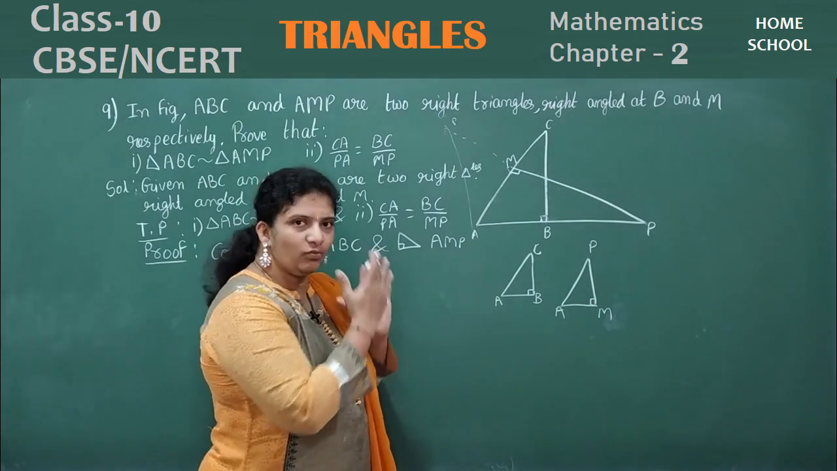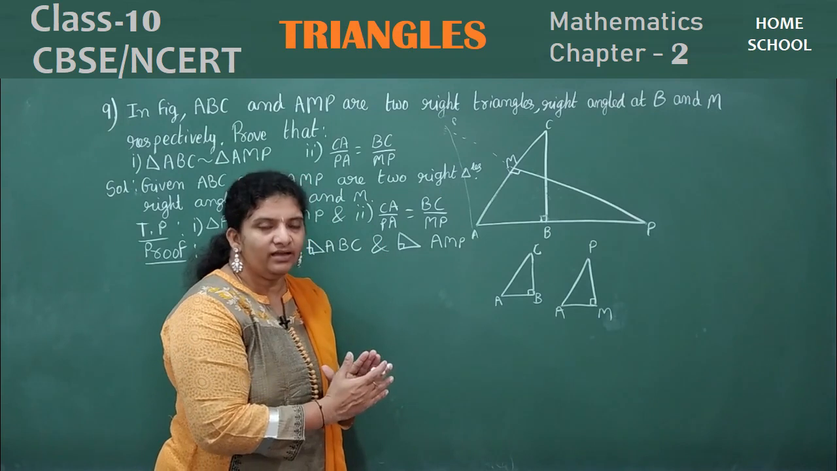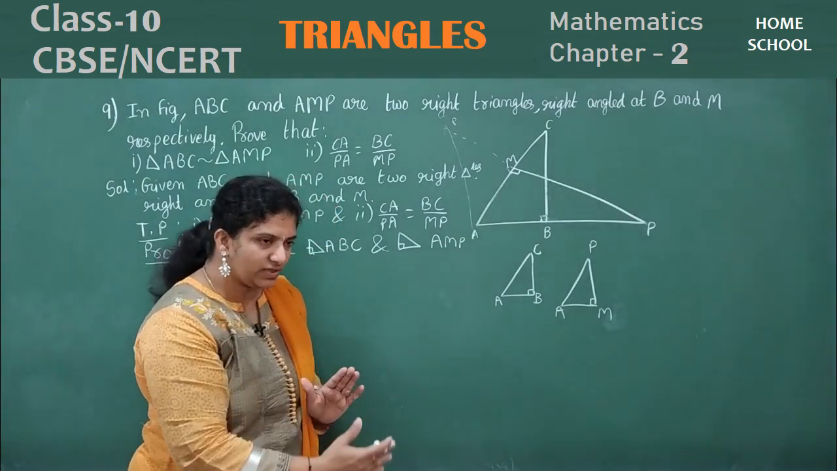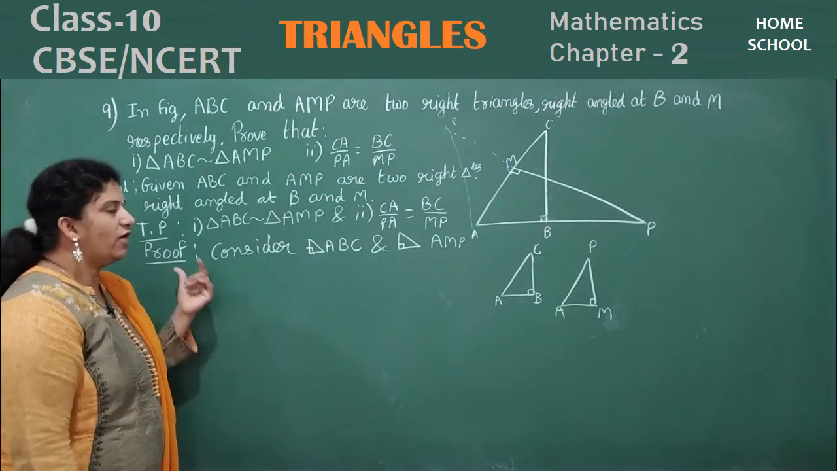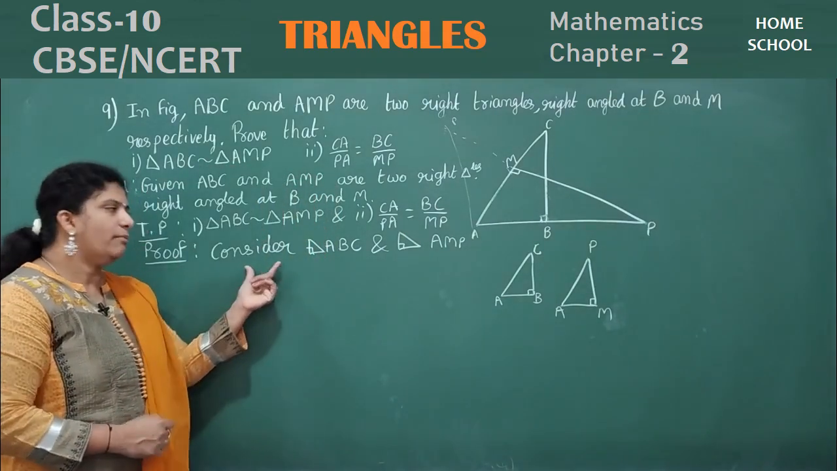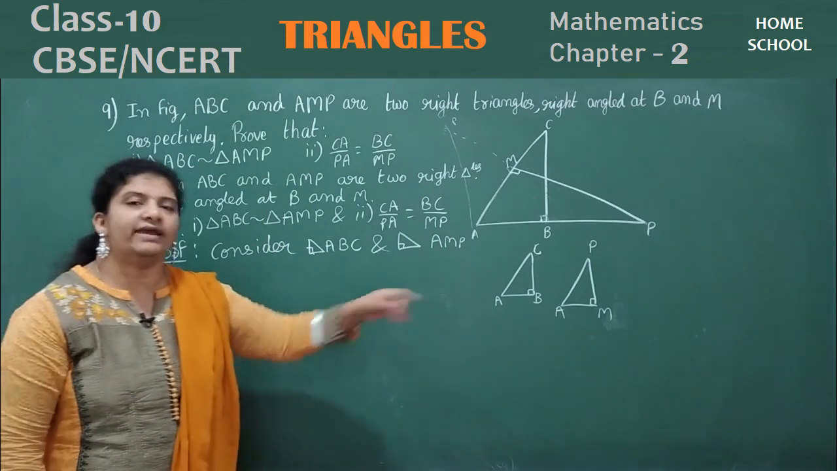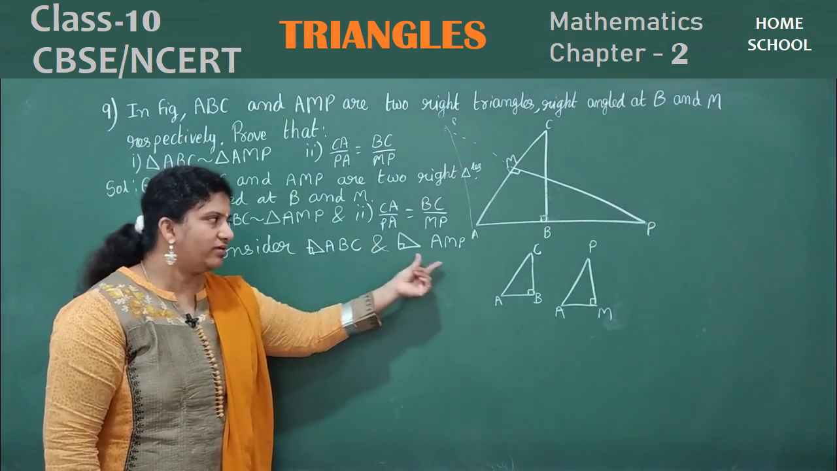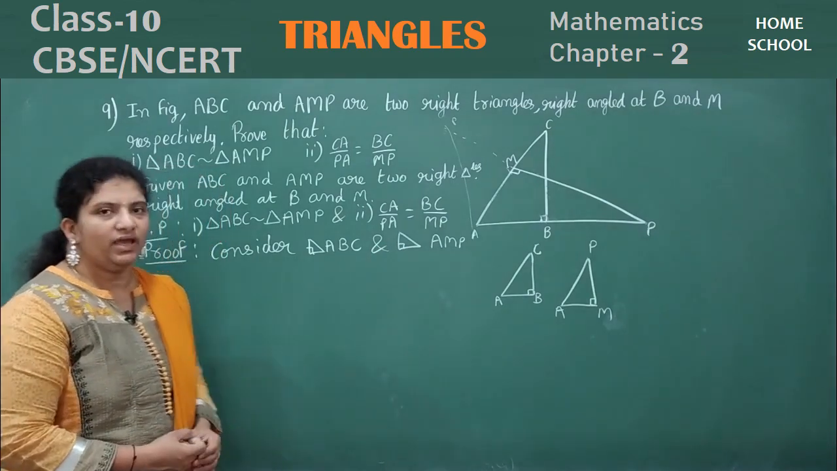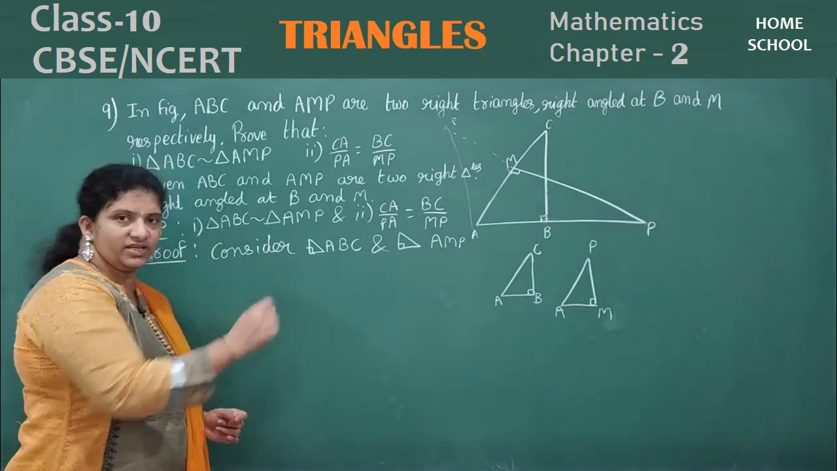When you are comparing one particular triangle, try to write all its angles towards one side, then the other triangle towards the other side. How do we start our proof, children? By considering the two right triangles. Consider right triangle ABC and right triangle AMP. How do you start your consideration here, children?